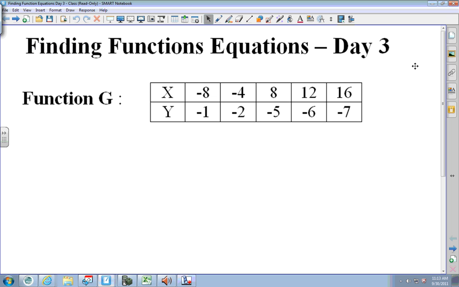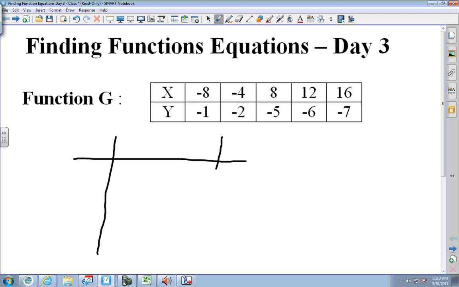This is a lesson on finding functions of equations for the third day. Right here, say you're given a table like this, and they want you to find the function. You're going to have to build your own table.